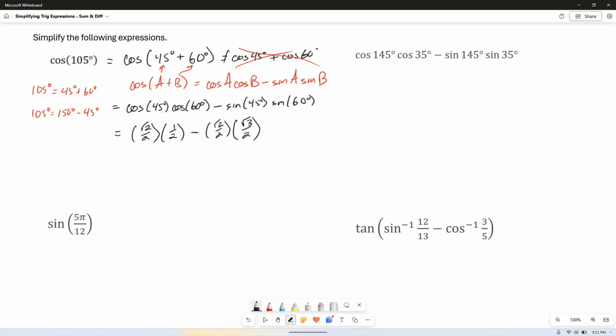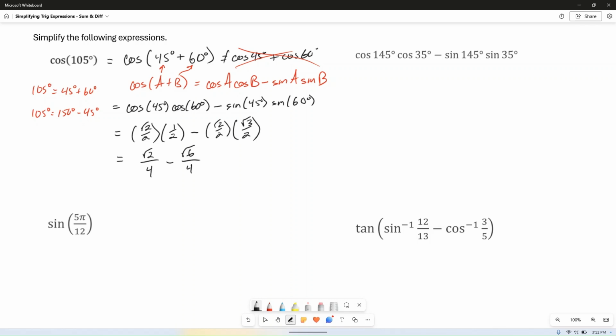So I have square root of 2 over 2 times a half, minus square root of 2 over 2 times square root of 3 over 2. We've already done all the technical stuff. Now it's just a matter of simplifying our answer. What is the square root of 2 over 2 times a half? Multiply the numerators: square root of 2 times 1 is square root of 2. Multiply the denominators: 2 and 2 make 4. Then minus, we have square root of 2 times square root of 3, which is square root of 6, and then a 2 and a 2, which gives us a 4.